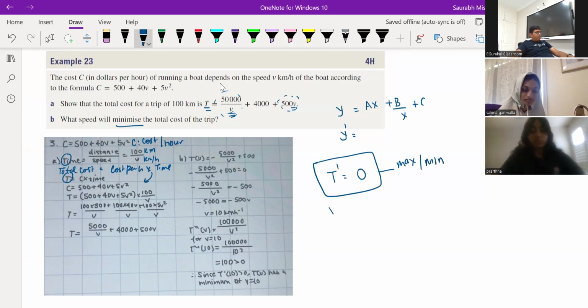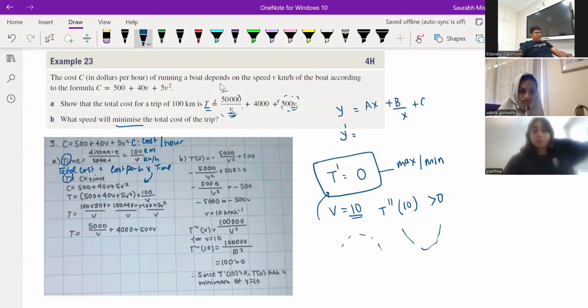And we got v is equal to 10. For that, when v is 10, then you get t prime as 0. Then we also check t double prime, and t double prime at v equal to 10 was positive. So t prime is 0 means it is either minima or maxima, and t double prime is positive means it is a minima.